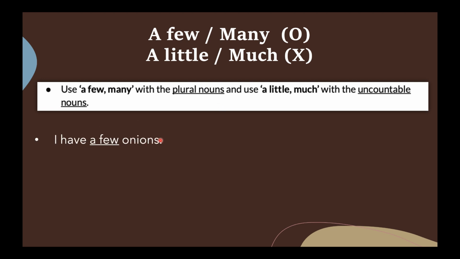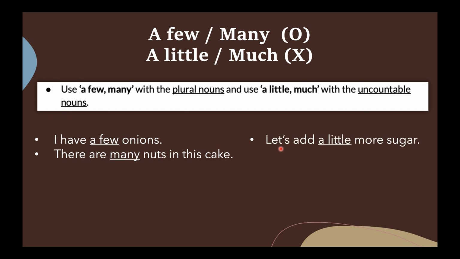I have a few onions. A few 조금. A few는 두세 개. 두세 개인 얘기. A few. 그래서 복수. I have a few onions. There are many nuts in this cup. 많다. I have many nuts. There are many nuts in the cake. 셀 수 많다. 근데 여기는 Let's add a little sugar. 설탕이잖아요. 설탕 못 세요. 그래서 a little라고 해요. A little. Let's add a little. A few는 안 돼요. A few 두세 개잖아요. 두세 개 what? 설탕을 못 세요. 그러면 a little. 그쵸?